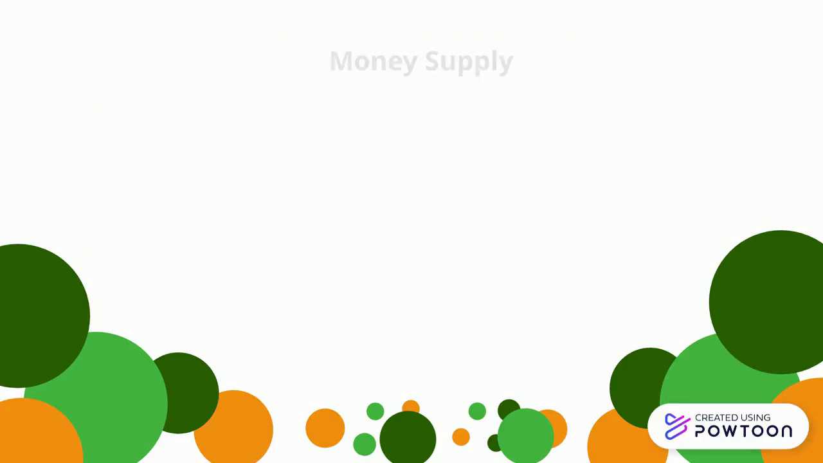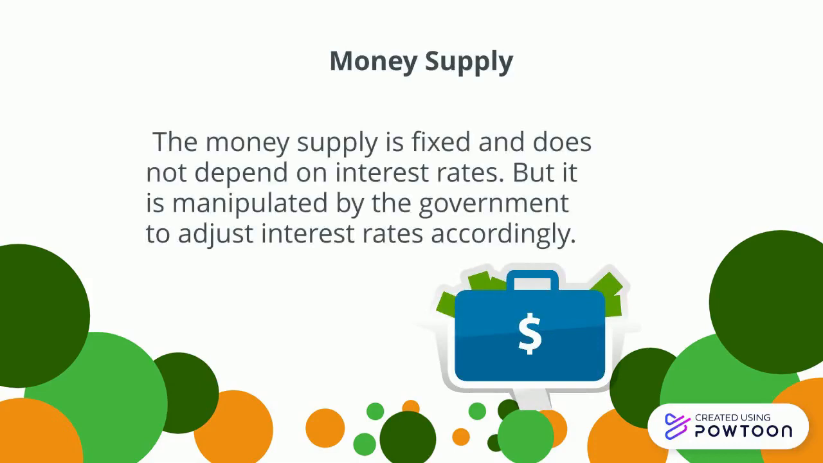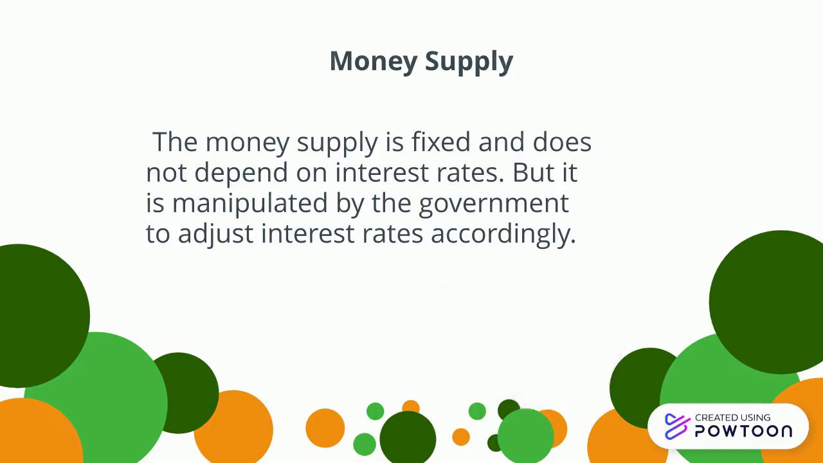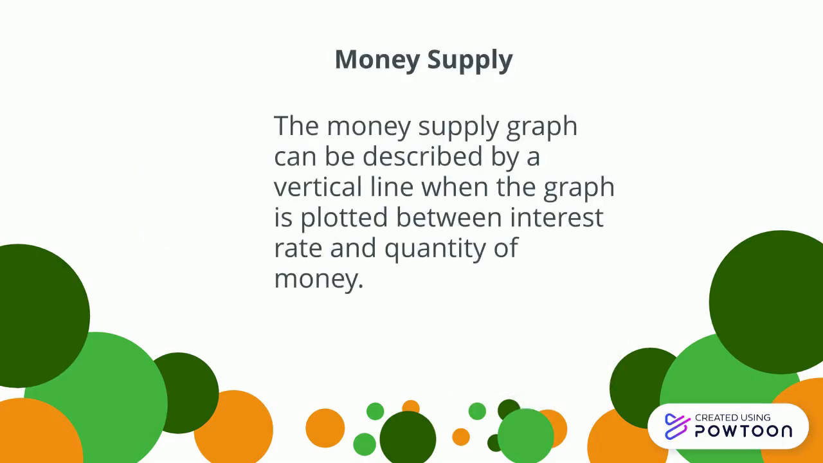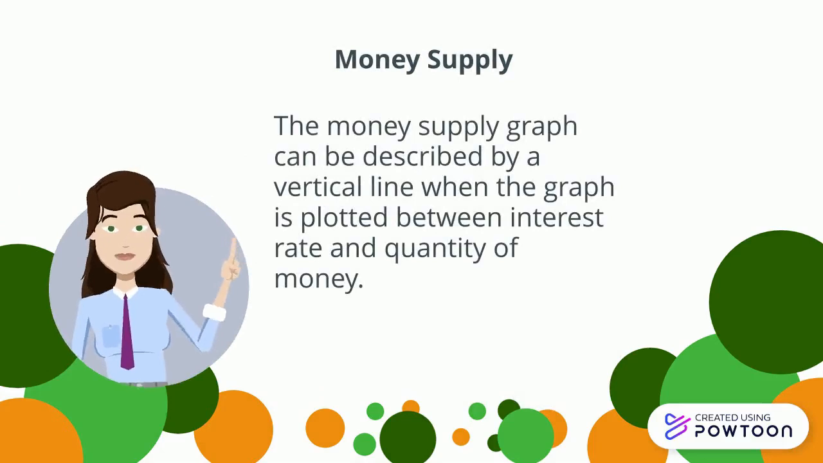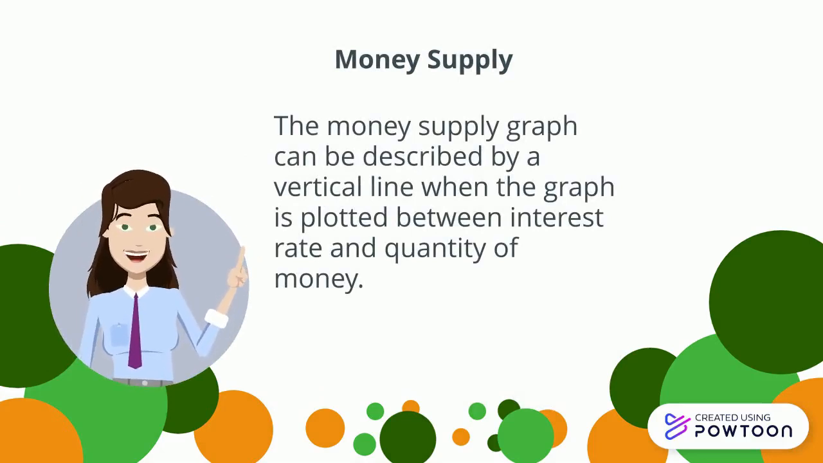Let us now look at money supply. Generally, in most nations, money supply is determined by the central bank. So the money supply is fixed and does not depend on interest rates, but it is manipulated by the government to adjust interest. The money supply graph can be described by a vertical line when the graph is plotted between interest rate and quantity of money.